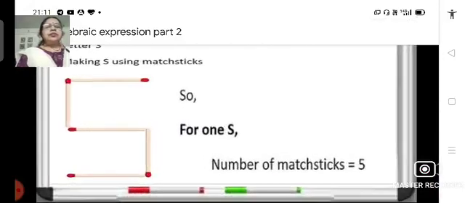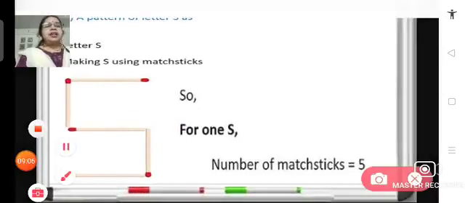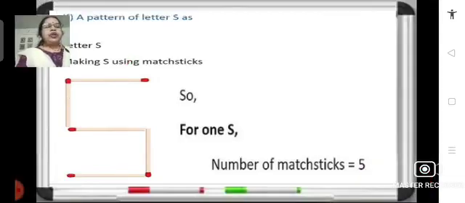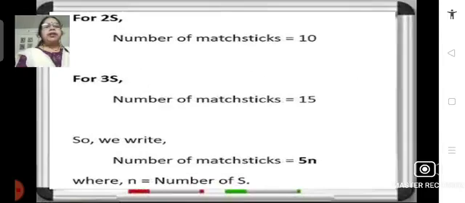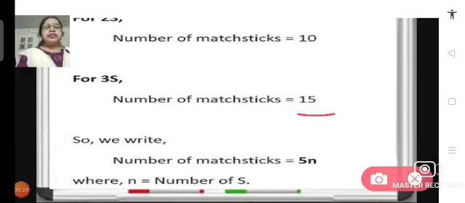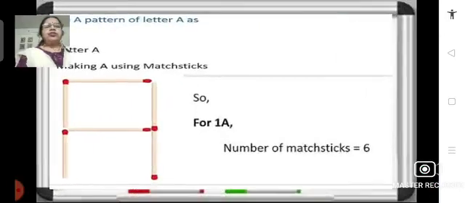Now for forming S. For one S, how many matchsticks are required? Again we need 5 matchsticks for one S, isn't it? 1, 2, 3, 4, 5 for one S. For 2 S's, it will be 5 multiplied by 2, that is 10. For 3, it will be 5 multiplied by 3, that means 15 matchsticks will be required. So what is the general rule? It is 5 multiplied by n. And what is n? It is the number of S's formed. So 5n is the general rule for this.